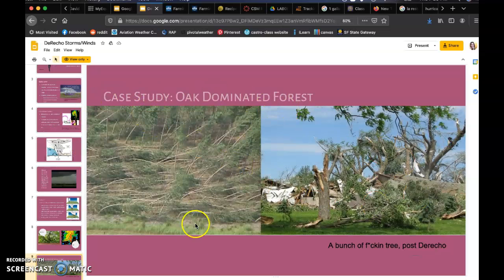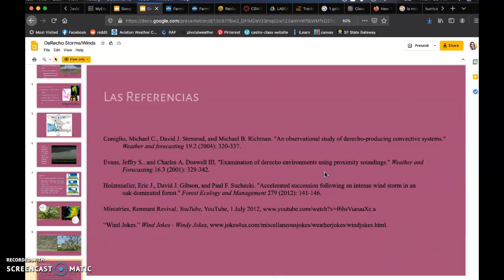A case study. This was an oak-dominated forest. And then the trees were just totally, totally done. And then her references.